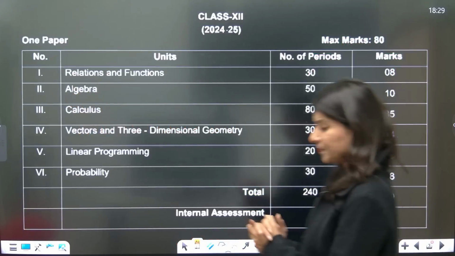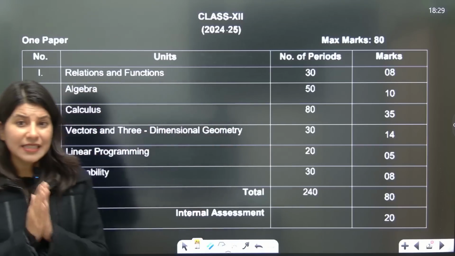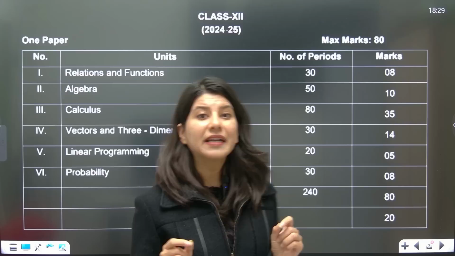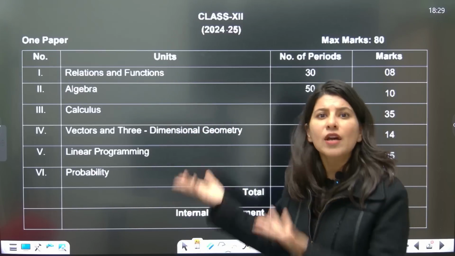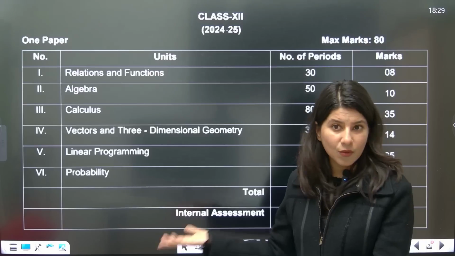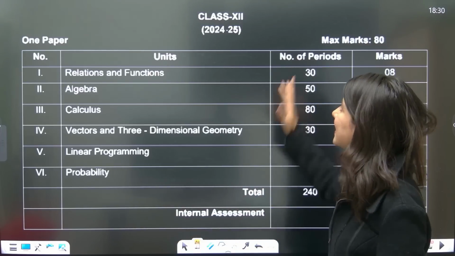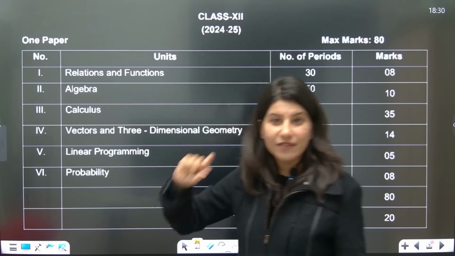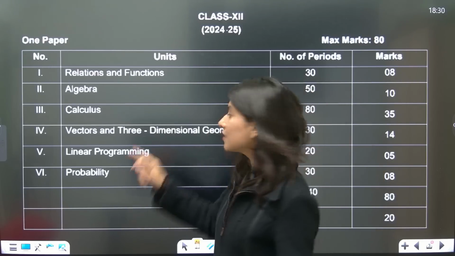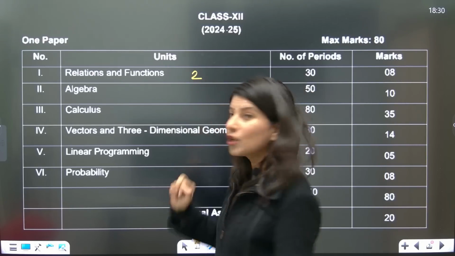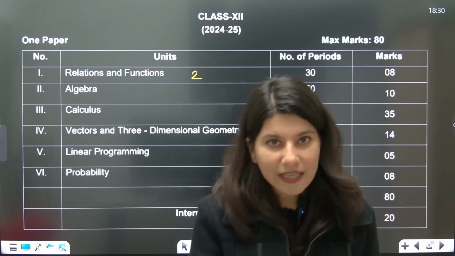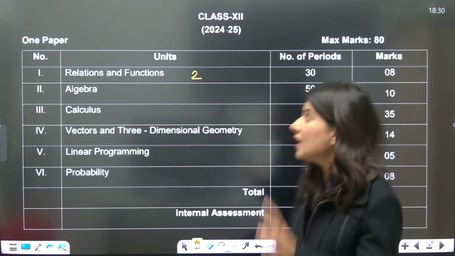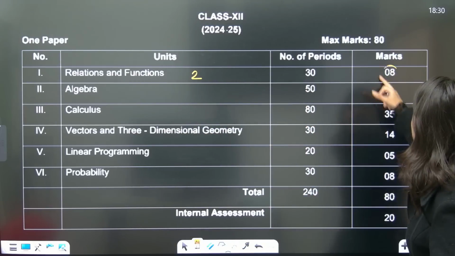And here we go. What is this, ma'am? So this is the official blueprint of the CBSE mathematics paper, which is given by the official CBSE board only. I'm just presenting it. You can see class 12, session 2024-2025: relations and functions, the very first unit, which consists of two chapters. What are the two chapters? First one is relations and functions, obviously, and the second one is inverse trigonometric functions. The weightage of this unit is 8 marks.